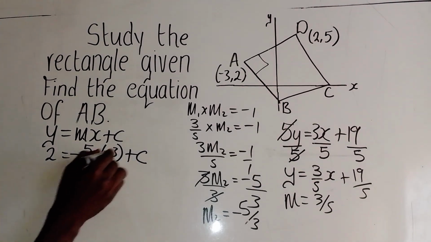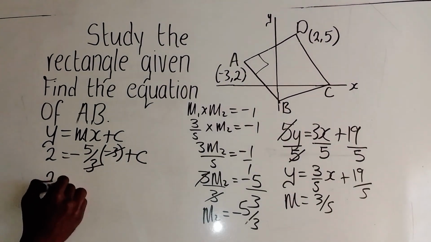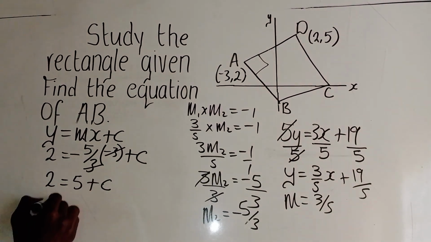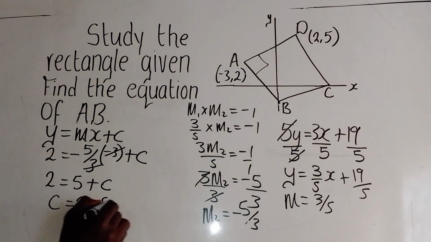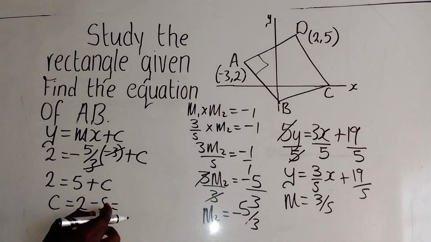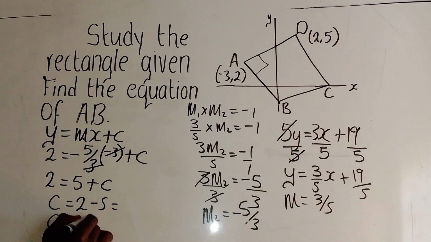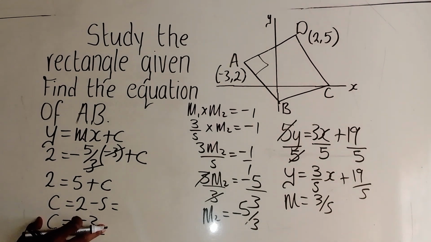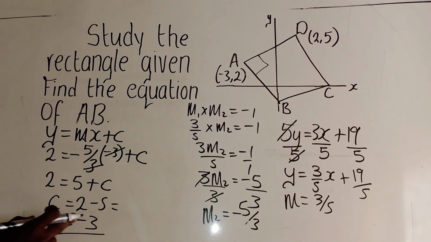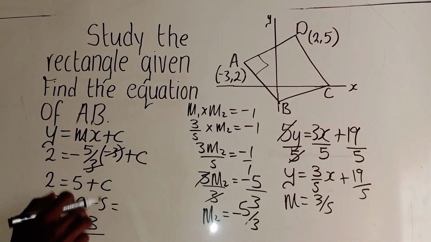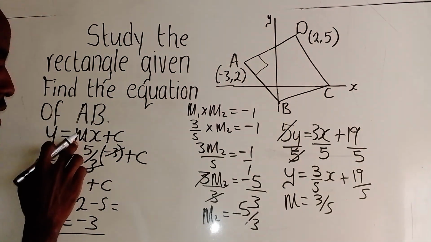So now we can cancel. I'm remaining with 2 equal to 5 plus c. Now c will be equal to 2 minus 5. So once you solve this one, you're going to get c equal to negative 3. Now this one is the y-intercept. Our interest is to find the equation. So the next step, which is the last one, you get the same equation.